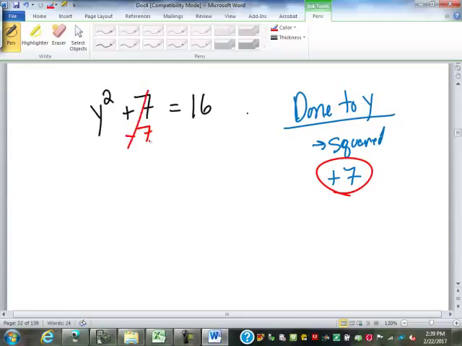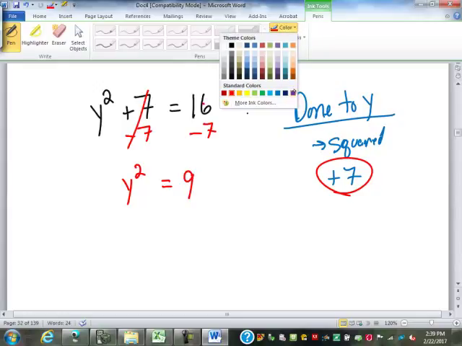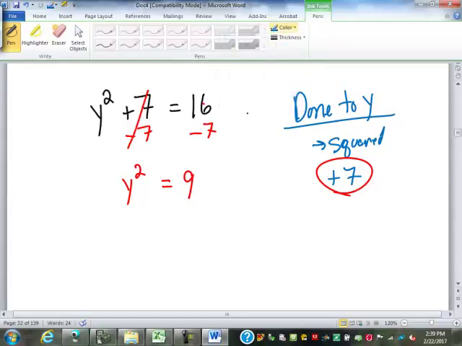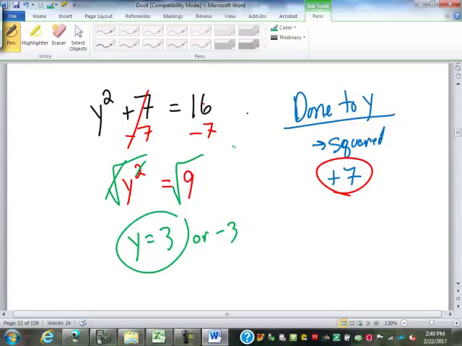Subtract the 7. Good. So that 7's gone. We've got y squared equals 16 minus 7 is 9. Then what? We square root it. Get rid of the squares. So the squared and the square root go away. Y equals 3 or negative 3, of course, for our answer.